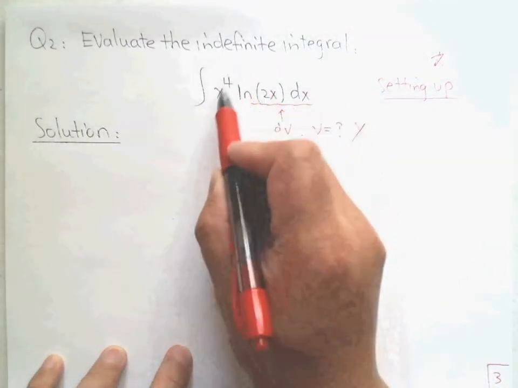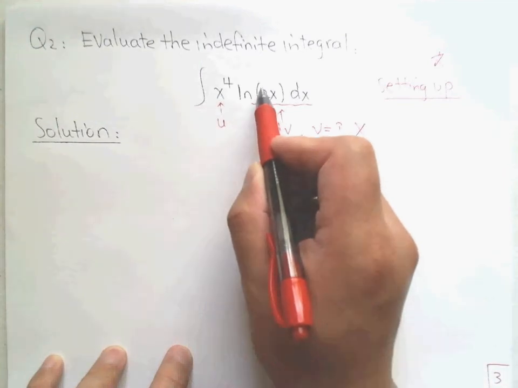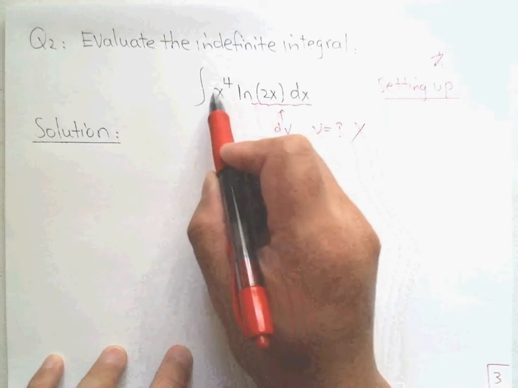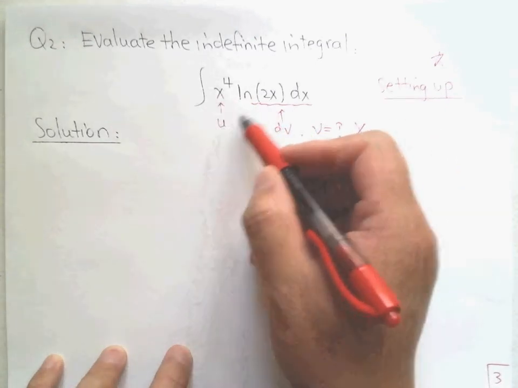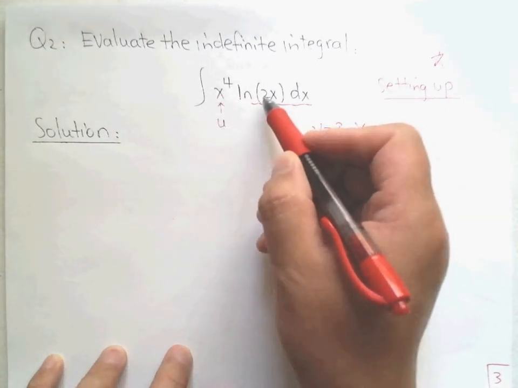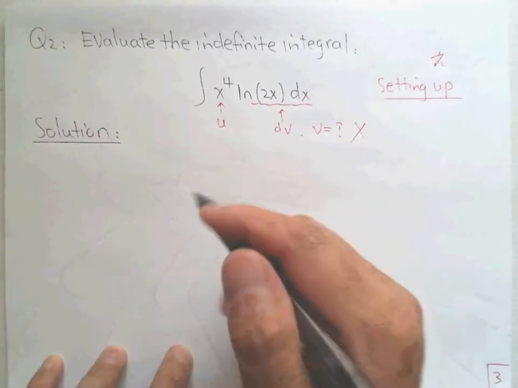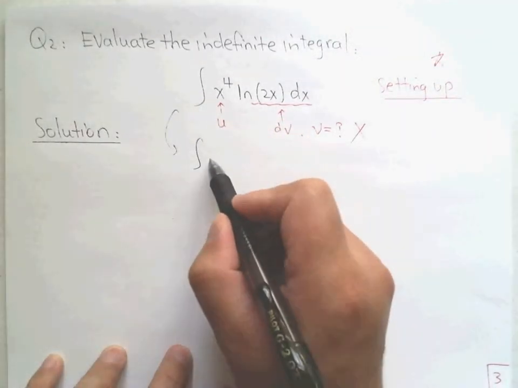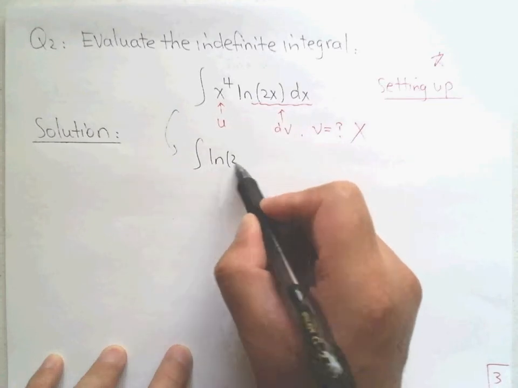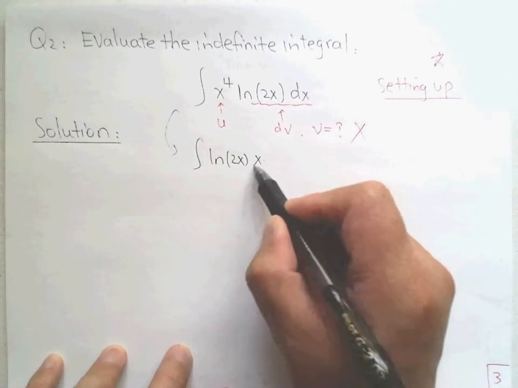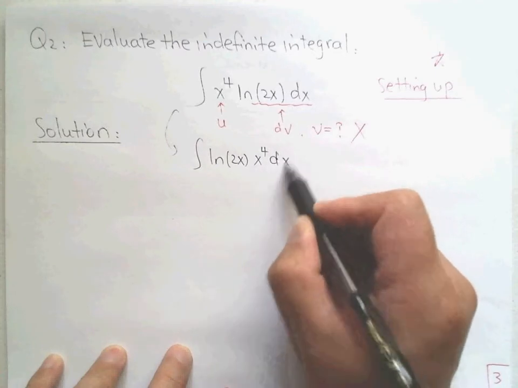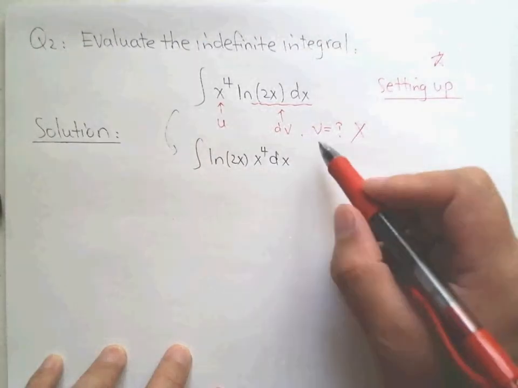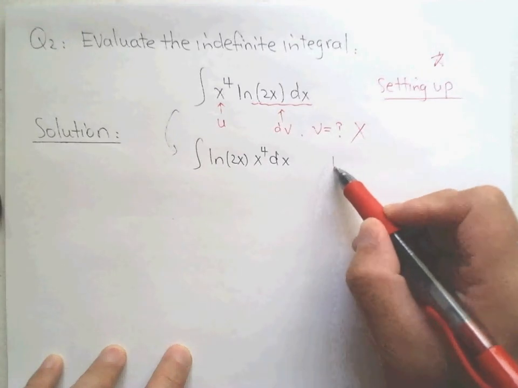Just say the second. Now we rearrange the order, meaning put this to the first, put this to the second. A times b equals b times a, and then we can set up u equals ln 2x to the fourth power dx. They are the same, right? Definitely.